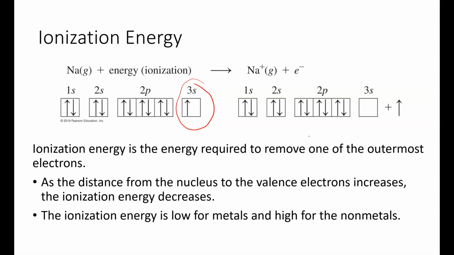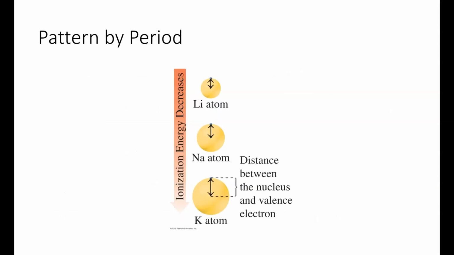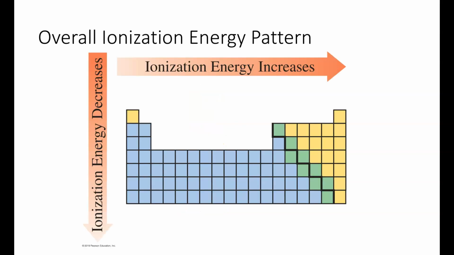The ionization energy is low for metals and it's high for nonmetals. So for the ionization energy pattern, the ionization energy decreases as we go down a column, and it increases as we go left to right. So this is the exact opposite of size. As the atom gets larger, the ionization energy gets smaller.